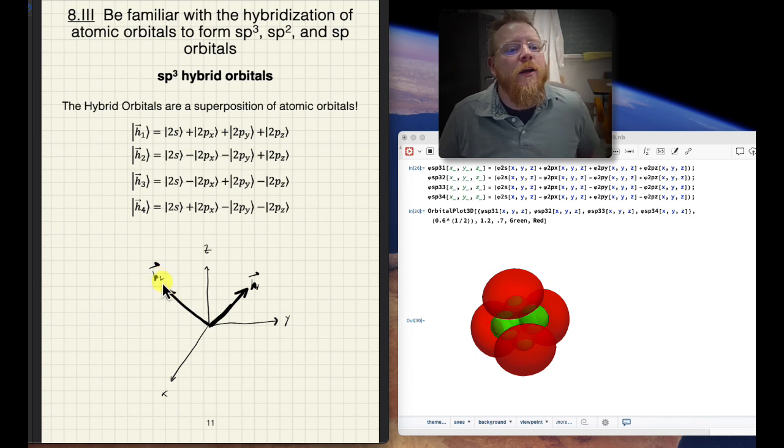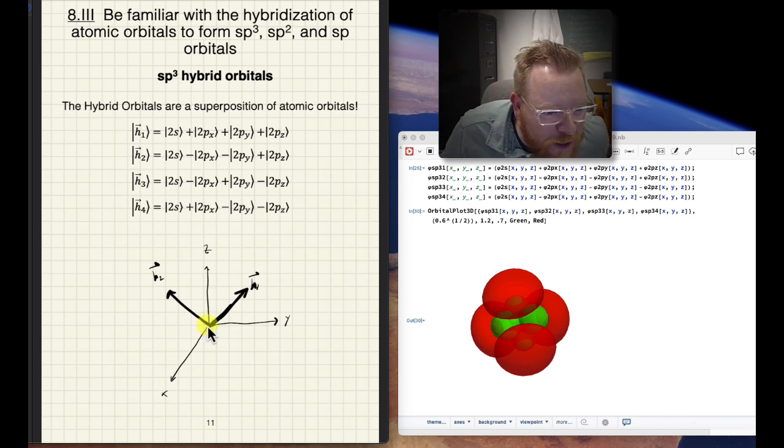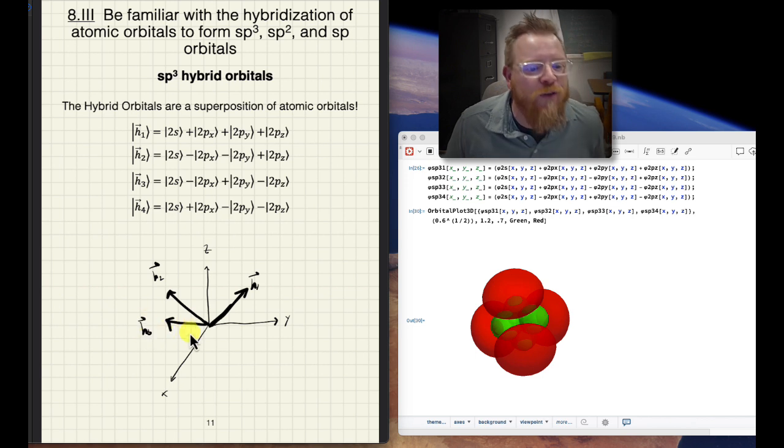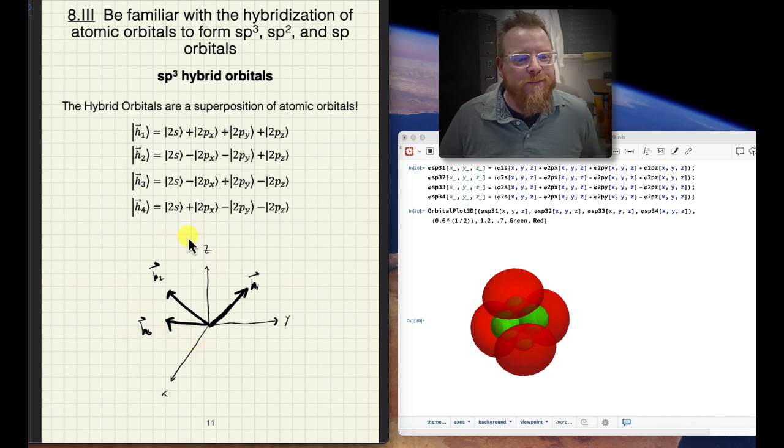So now H3, we alternate the positive and negatives once again. So we stay in the negative X, this time the positive Y. Now we're in the negative Z. So that will end up looking something like that out there. H3, I know my drawings are terrible here.